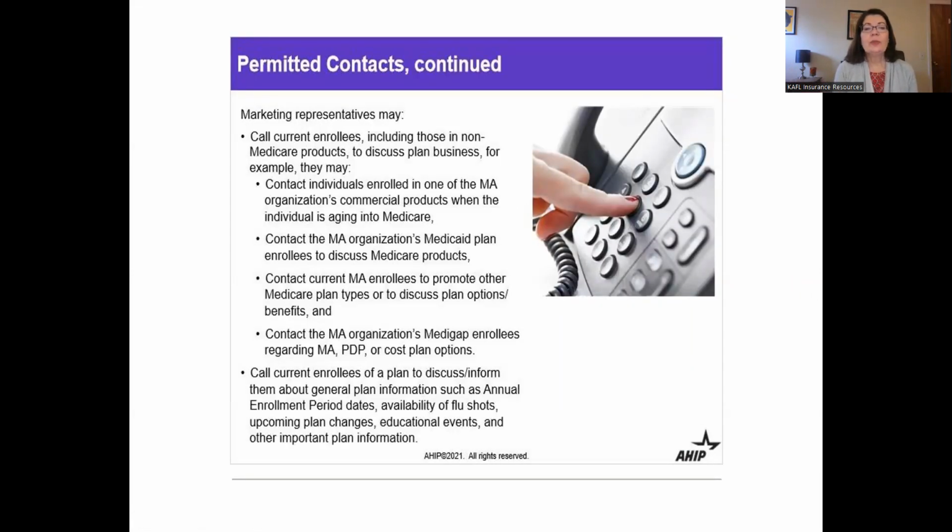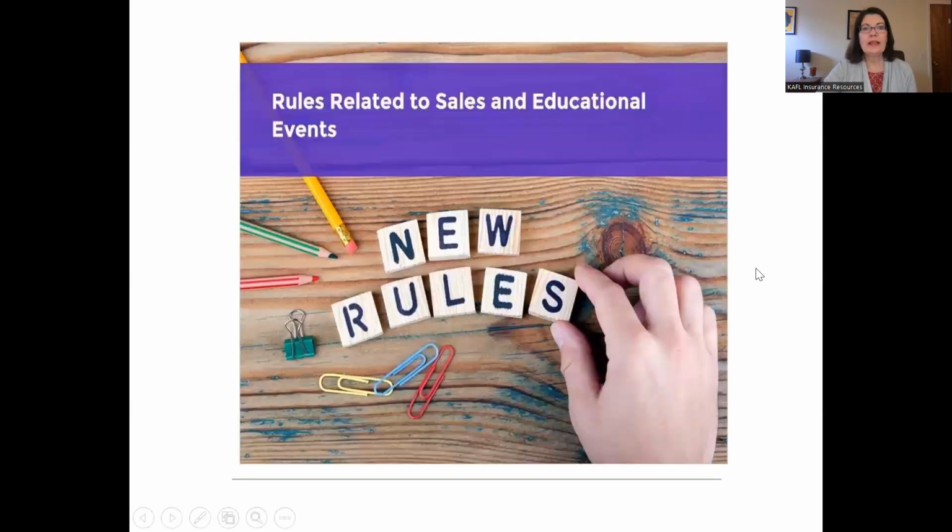You can call current enrollees to discuss planned business. Say it's someone that works for Excelis, they're a career agent with Excelis. You can call them when the person is aging into Medicare because there's already a business relationship. So basically just keep in mind, if there's a business relationship, you can contact. No business relationship, they have to make that first contact.